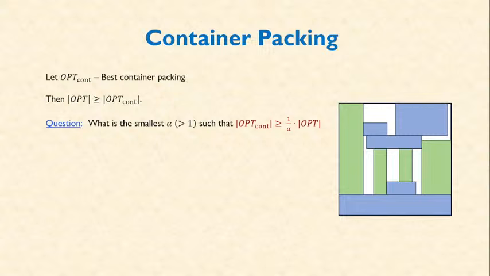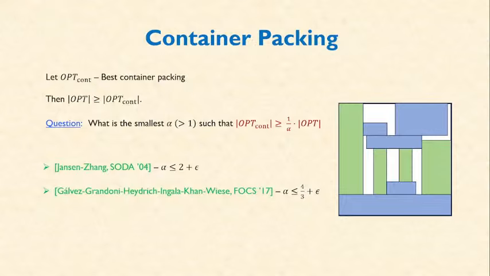Right? So the previous works have tried to show some upper bounds on alpha. For example, the initial paper by Jansen and Zhang showed an upper bound of 2 plus epsilon for alpha, and then Arindam and others improved this upper bound to 4 by 3 plus epsilon. And in our work, finally we show that this alpha is in fact at most 1 plus epsilon. And this is how we obtain a PTAS.